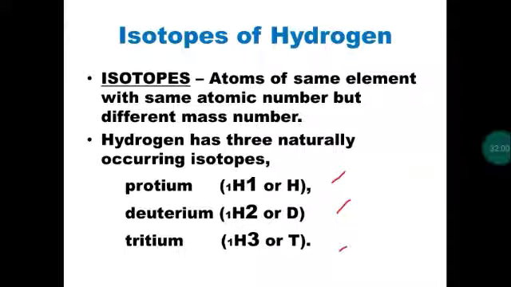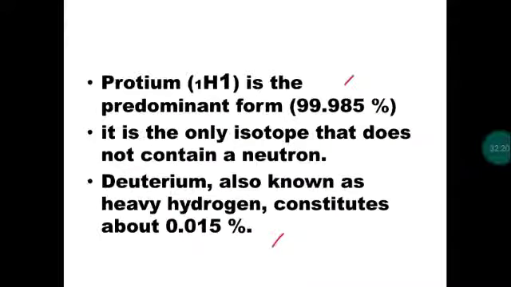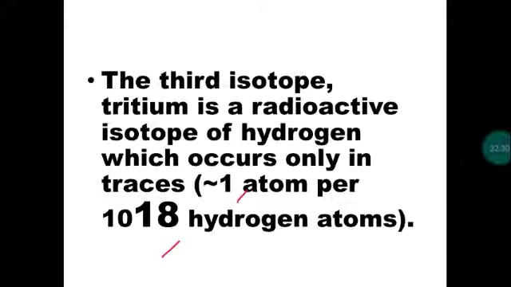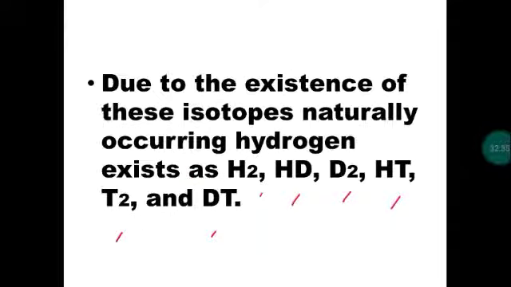Then, isotopes are the atoms of the same element with the same atomic number but different mass number. Hydrogen exists in 3 isotopic forms: ordinary hydrogen, protium; heavy hydrogen, deuterium; and radioactive hydrogen, tritium. Abundance: protium has the highest abundance, 99.985%. Deuterium has 0.015%. Tritium, 1 atom will be present out of 10 power 18 ordinary hydrogen atoms.